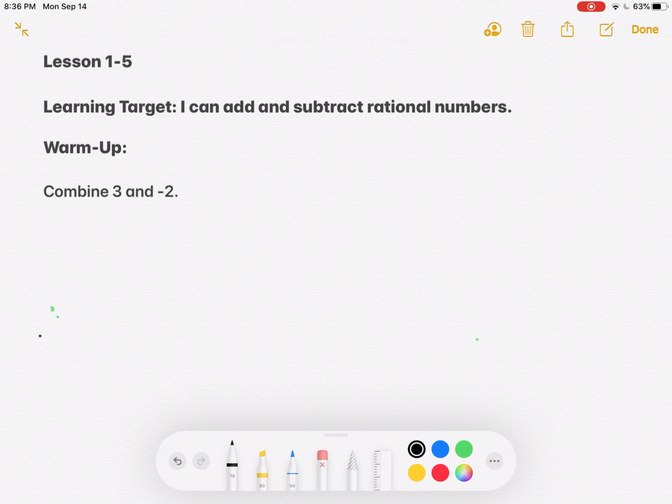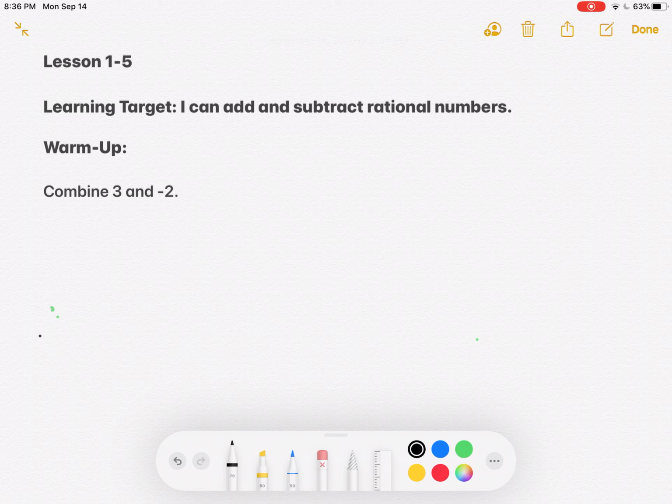So we're going to be looking at lesson 1.5, and the learning target for today is I can add and subtract rational numbers. So to start for the warm-up, I'm going to ask that you combine 3 and -2. You could go ahead and use whatever method you like.